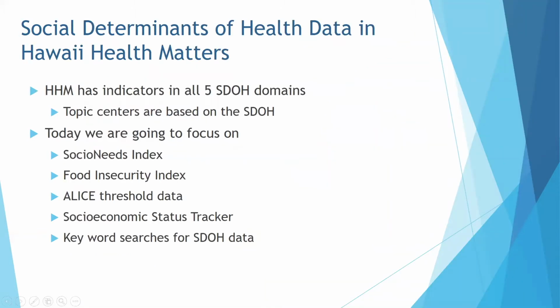So today I'm going to show you 2 indexes within Hawai'i Health Matters, or HHM, the SocioNeeds Index and the Food Insecurity Index. And we're going to examine the federal poverty and ALICE threshold data. We're going to take a look at the Socioeconomic tracker. And throughout the demo, we're going to review some ways to do keyword searches for social determinants of health information while you're navigating through Hawai'i Health Matters.